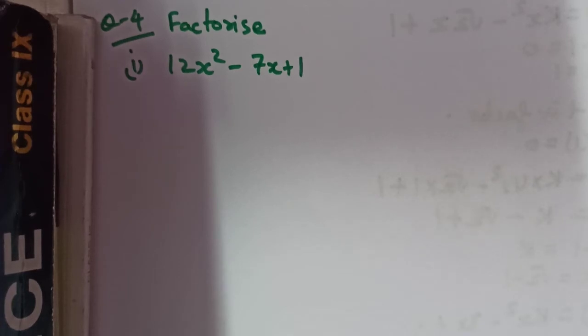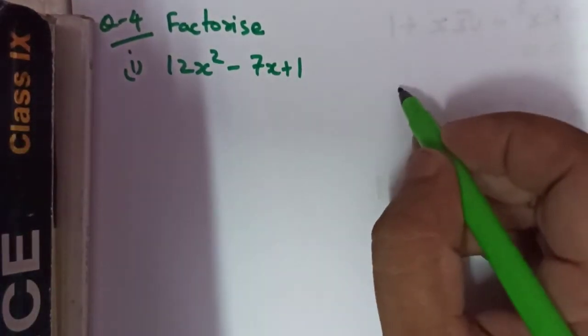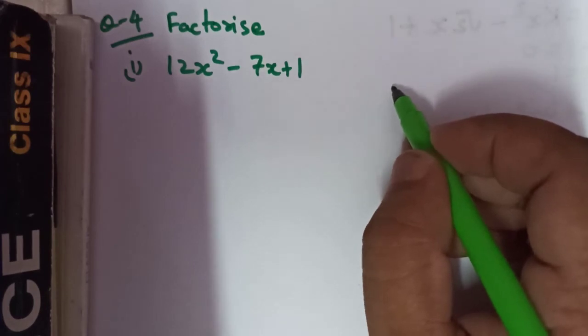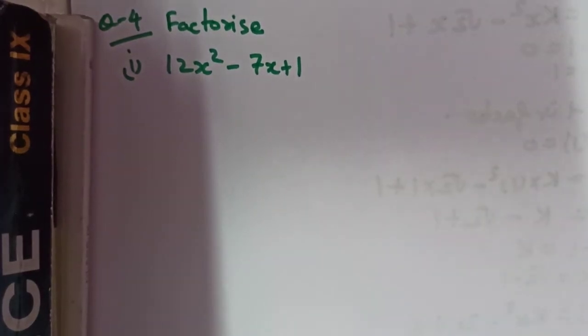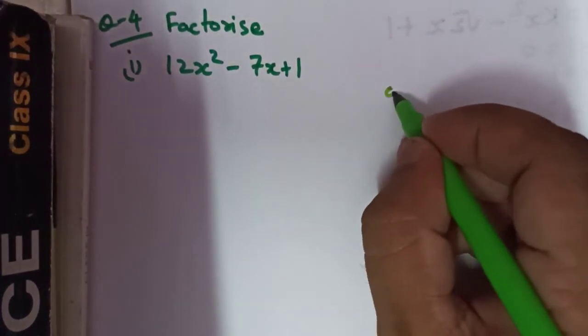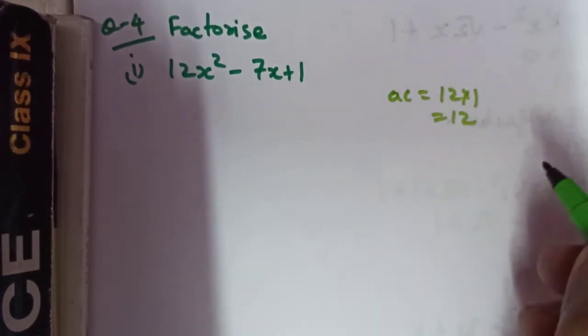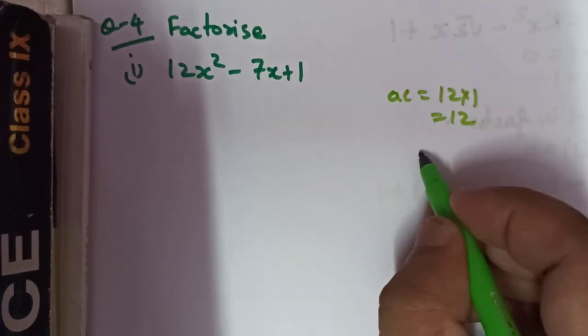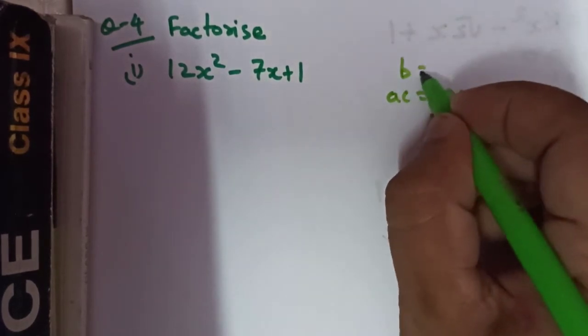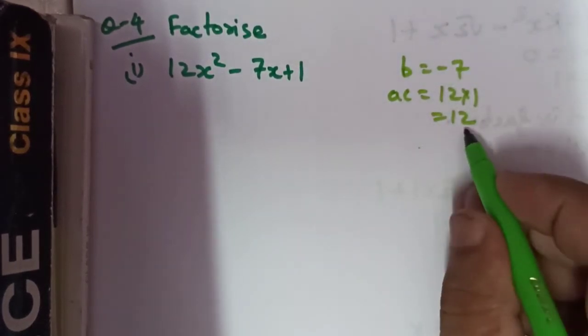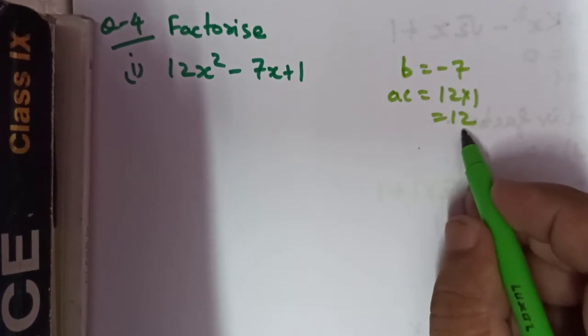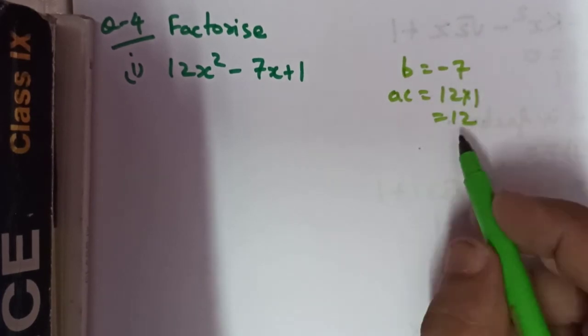Okay, so here we will see what is the value of the product of a and c. The product of a and c is coming equal to 12 into 1, that is 12 only. And the value of b is −7. The value of b is −7. So we have to find the factors of 12 whose sum is equal to −7.